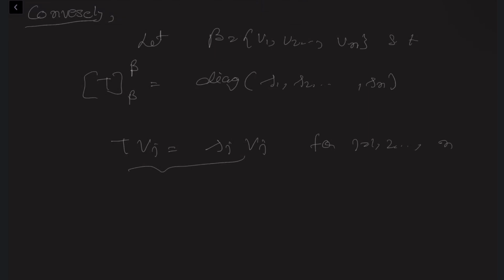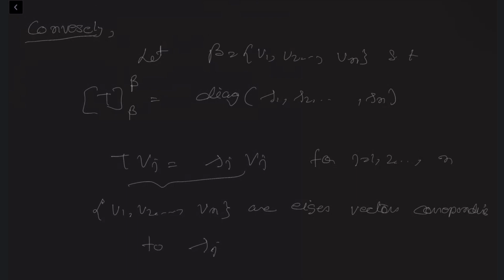Now, what does it imply? What do we say when T of Vj equals lambda j Vj? We say that if this happens, then my V1, V2 to Vn are the eigenvectors corresponding to the lambda j's. For this part, maybe you can have a look at your previous notes. If you see that, you will get it easily.